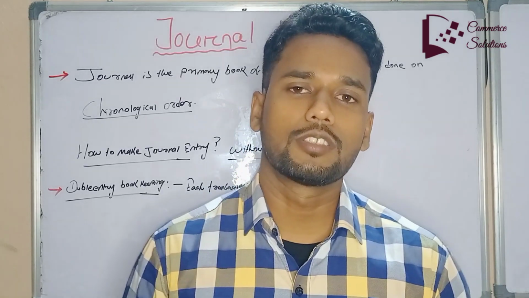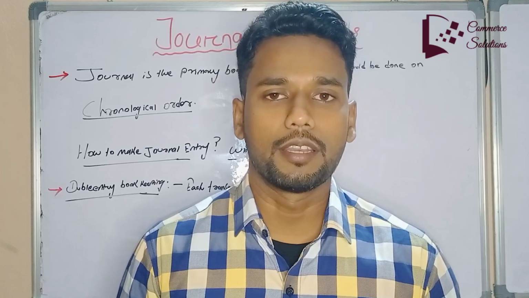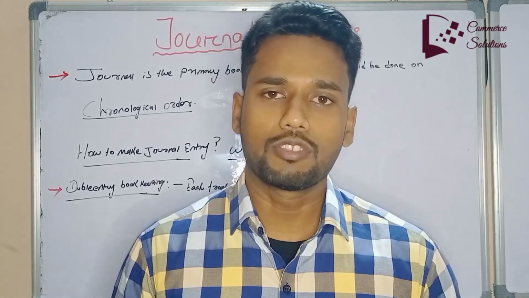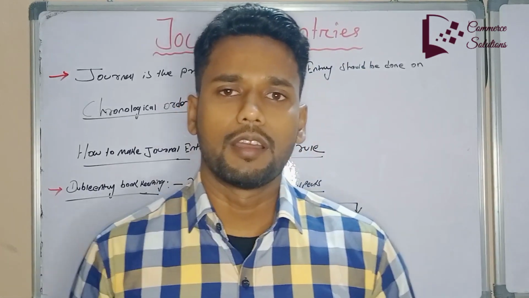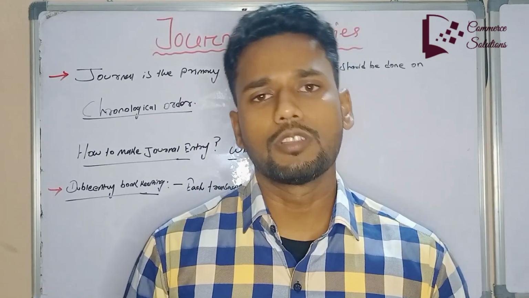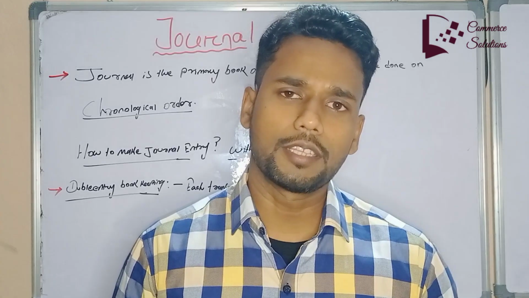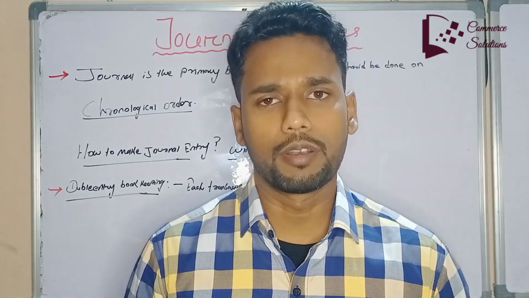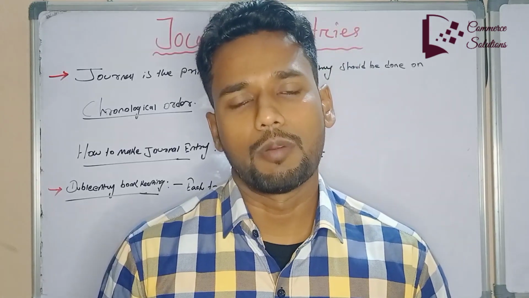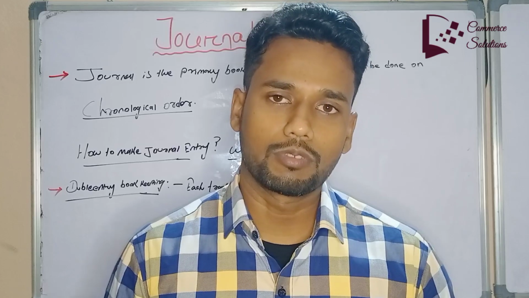So let's discuss how to make an entry in the journal. As you know, there are two rules, and based on these two rules we make our journal entry. One is the traditional approach or golden rules, and the other is the modern approach or American approach.